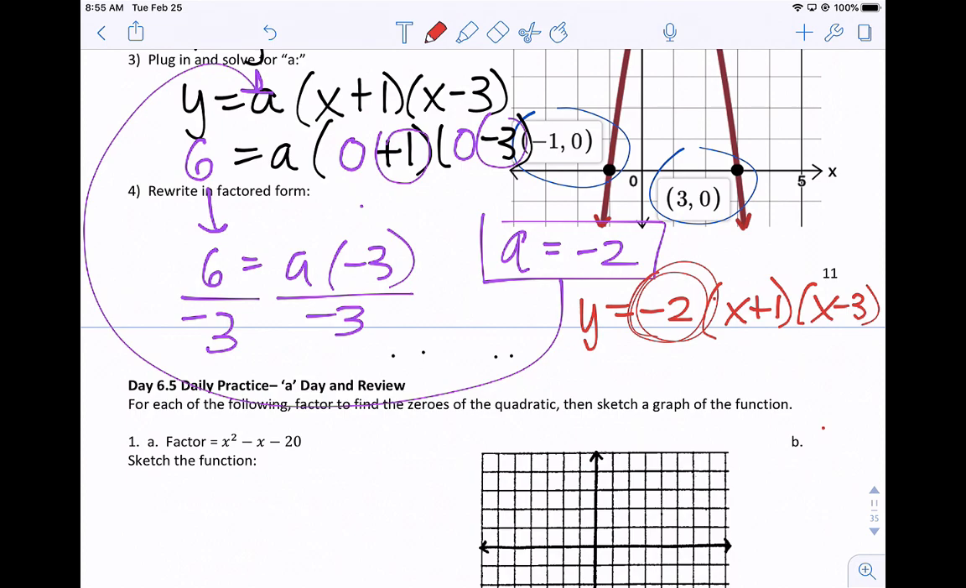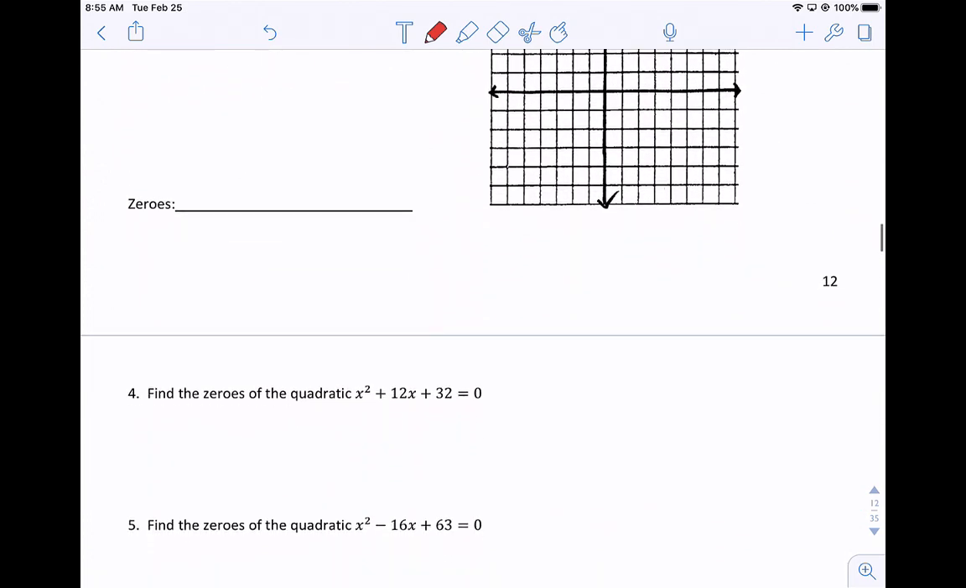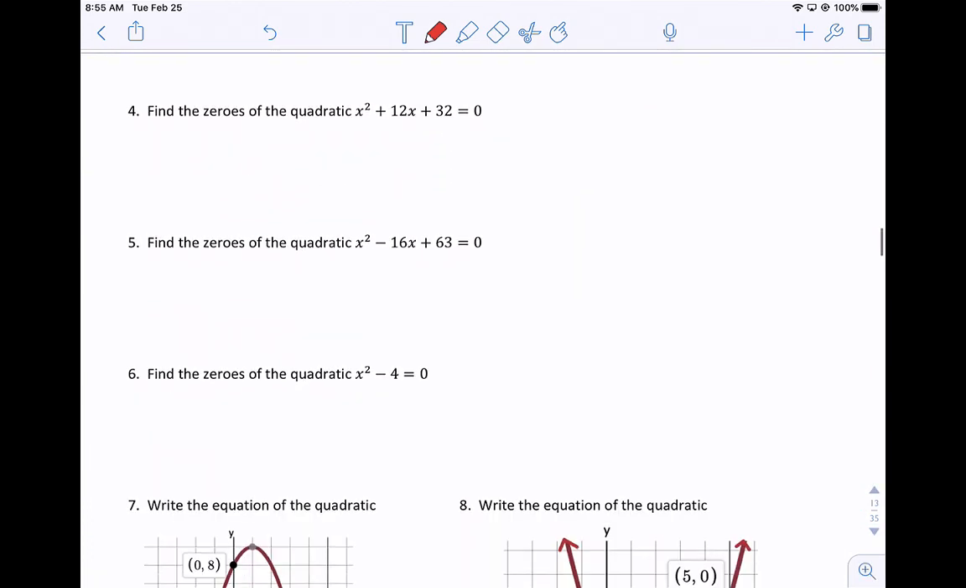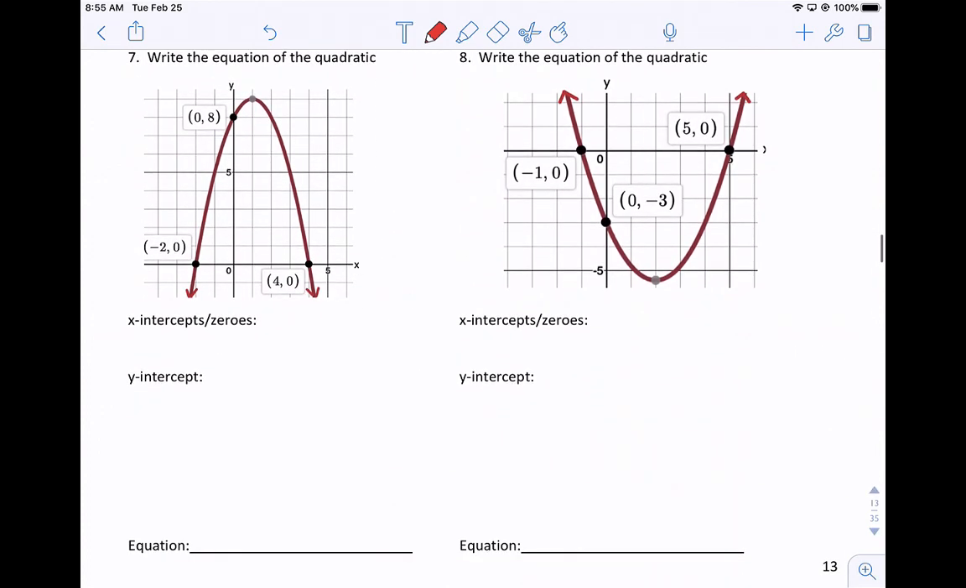So today you're going to practice a bunch of review. Can you factor and find the zeros for the first part and sketch it? Can you find the zeros without sketching it? And then can you find the a value?